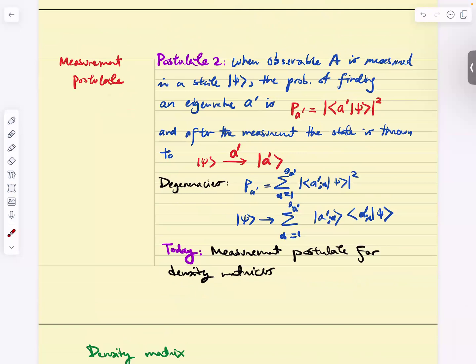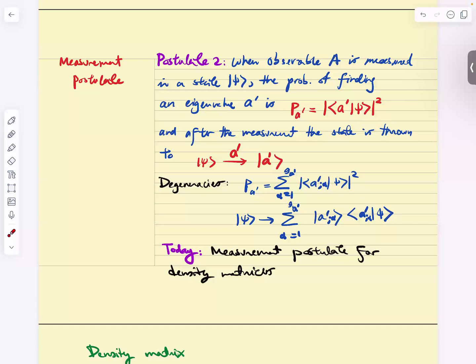All right. Just for completeness, let's go over postulate 2. In this course, we'll generalize it. It's the measurement postulate. It says that when an observable A, a Hermitian operator, is measured in some ket state psi, the probability of finding an eigenvalue A prime corresponding to the observable A is the norm squared of the bracket of A prime and psi. After the measurement, the ket is thrown into the eigenket corresponding to A prime. If you have degeneracies, the story is a little more complicated, but let's not worry about that for now. By the end of the day, we're going to generalize this to describe measurement for density matrices.